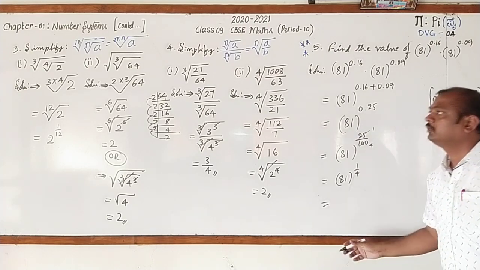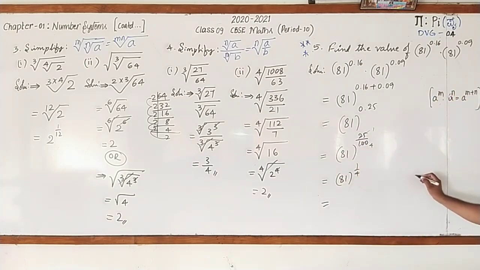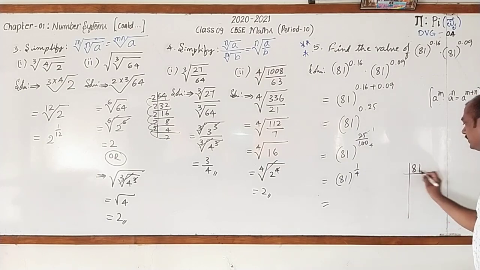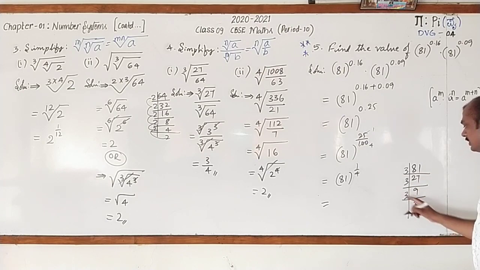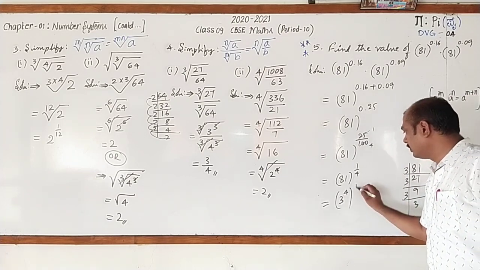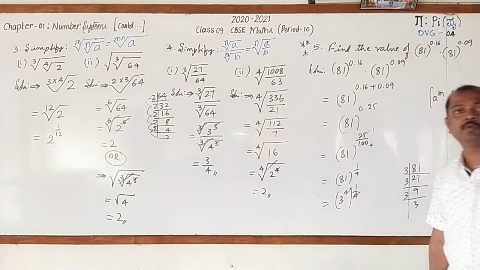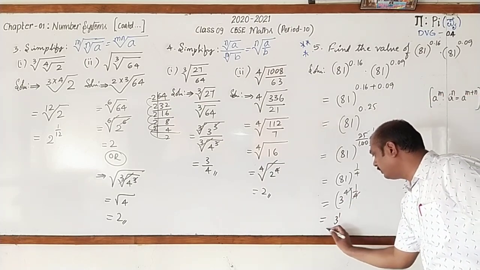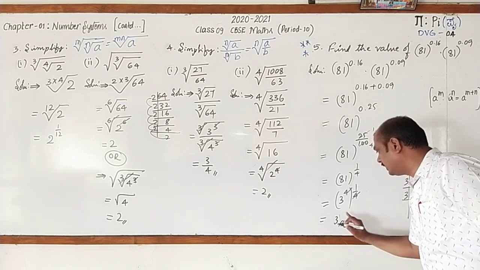And 81, we are also very familiar with 81 being expressed as an exponent like this. 81, 27 threes are 81, 9 threes are 27, 3 threes are 9. How many times? 3 is 4 times. You can write 3 raised to the power 4, whole raised to the power 1 by 4. 4 and 4 get cancelled. This is equal to 3 raised to the power 1, which is just 3.